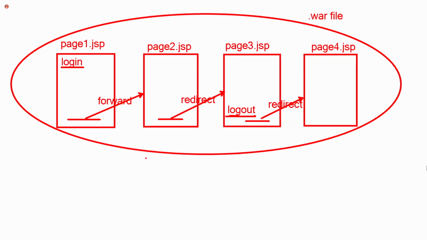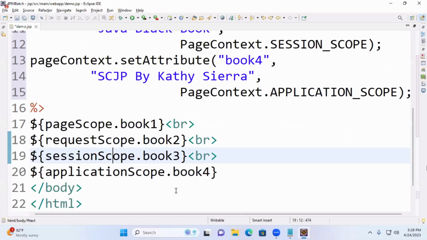Book one, in how many pages can we access it? Same question, I am asking from different angles. Book one, one page only. Book two, two pages. Book three, book four, all pages. In page one, how many books can we access? Four. Page two, page three, page four. Clear, no? No. Done.